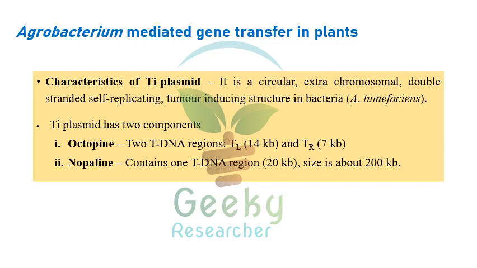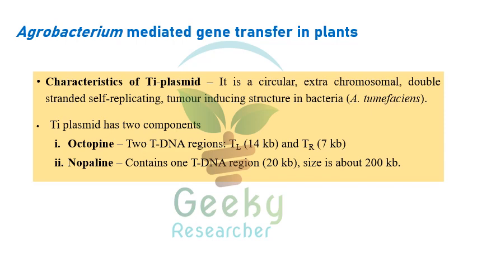Octopine contains two DNA regions, the TL and TR regions. The TL region is 14 kb, whereas the TR region is 17 kb. Nopaline contains a T-DNA region of 20 kb, and the plasmid size is about 200 kb. The questions will be asked like this: in octopine, what will be the size of the TL region? 14 kb. Since it is molecular plant pathology, definitely they will ask some deep questions, maybe to confuse us.